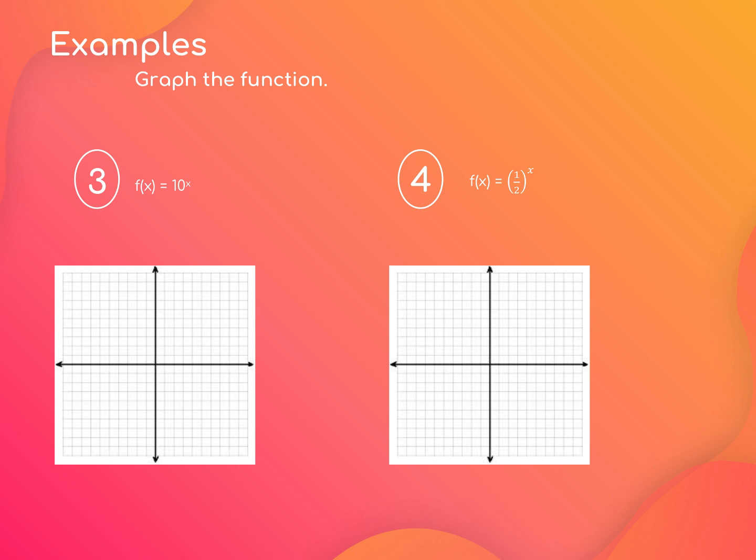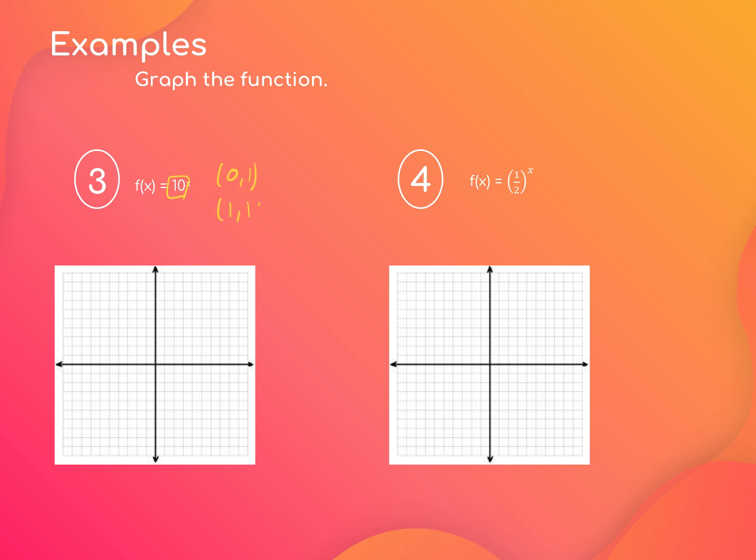So we know that in example number 3, 10 is our base. So we can just pick two points. We know that (0, 1) is going to be a point, and (1, our base) is going to be another point.